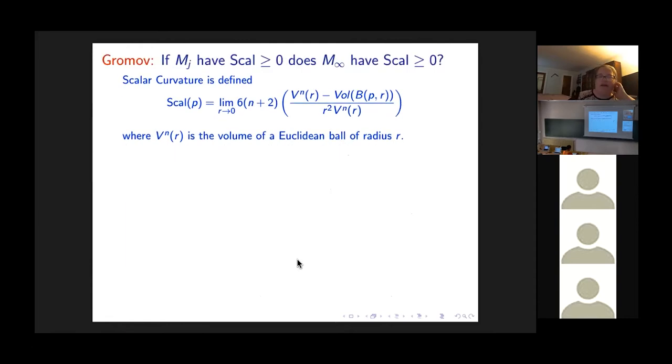All right, so Gromov had asked, if M_j has scalar greater than 0, does M infinity have scalar greater than 0? And suppose we can check with one of those sequences whether the M infinity has scalar greater than 0 using this limit.